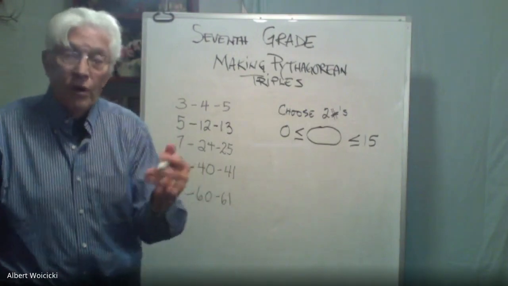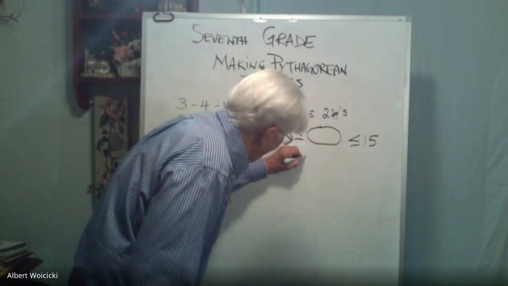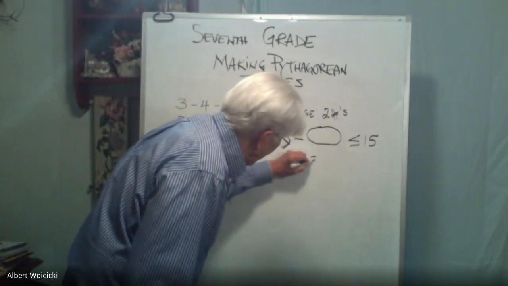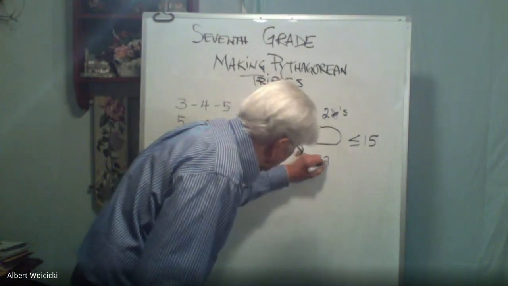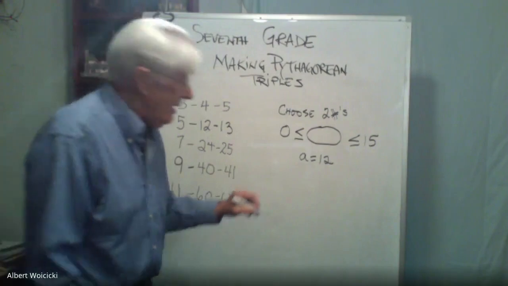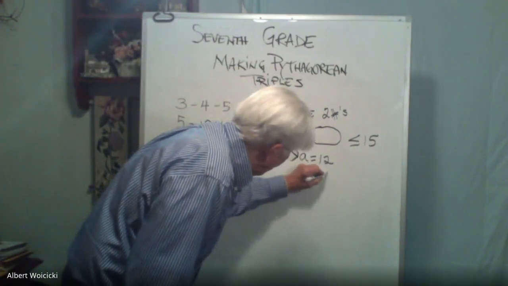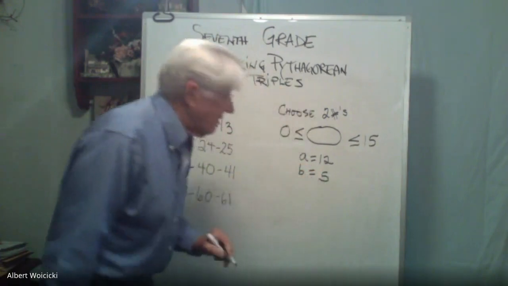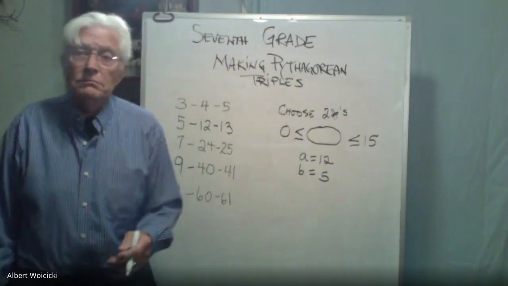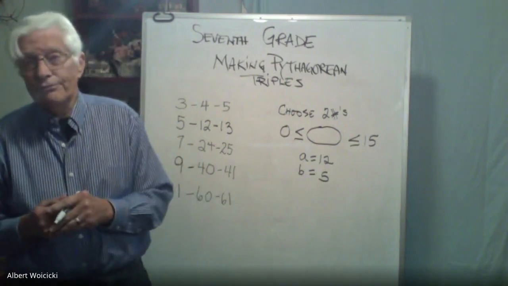Okay, so let's call them A and B. We'll call A the biggest one, and we'll make that 12. And we'll have the little guy be B, and B can be any number, and he's going to be 5. 12 and 5. So those are our two numbers.